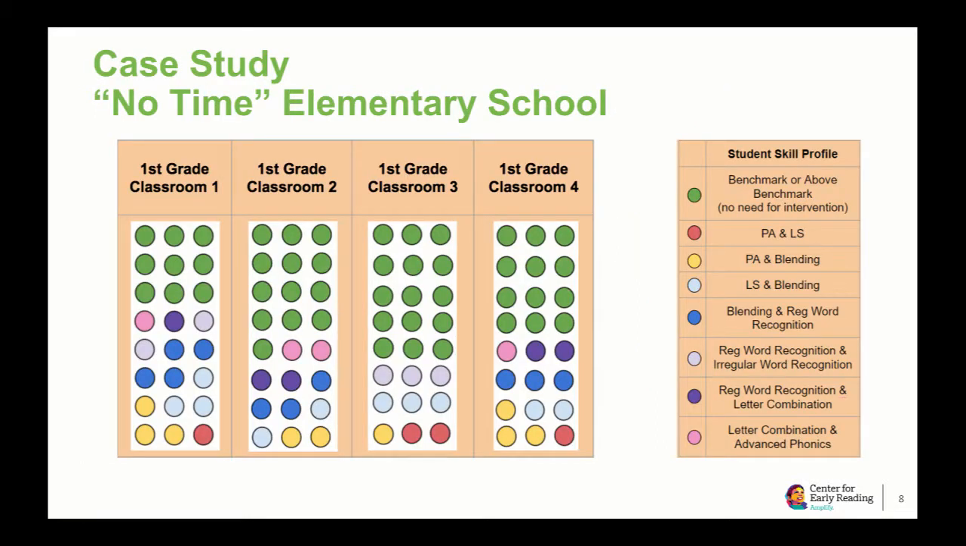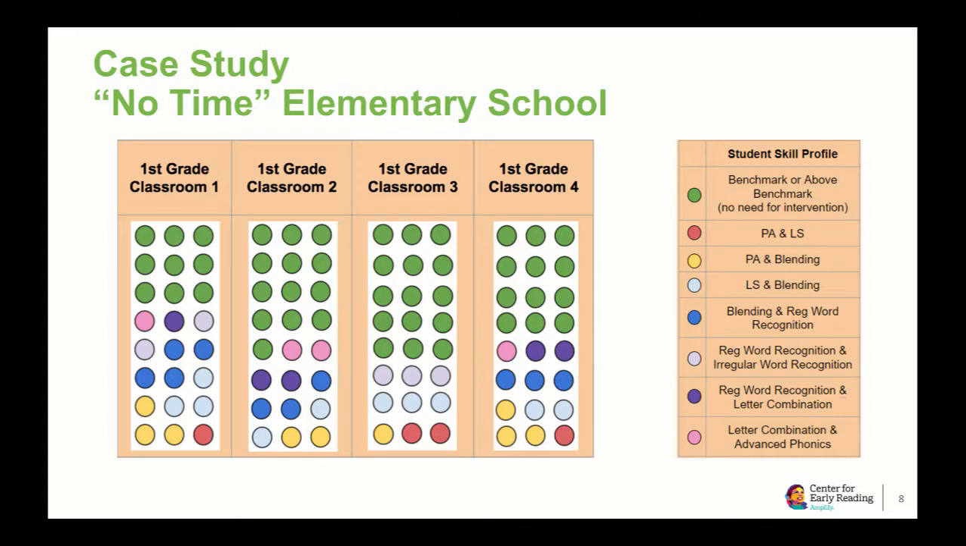Let's take a closer look at what grouping within a class versus cross-class might look like at a hypothetical school called No Time Elementary School. This is a big school with 4 classrooms per grade. I am showing you the breakdown of kids in their 4 first grade classrooms, each of which has 24 students. Students represented by a green dot scored benchmark or above benchmark and therefore do not need intervention. All other students are in need of intervention, and for those, we plot the particular point at which each currently is on the reading skills continuum.